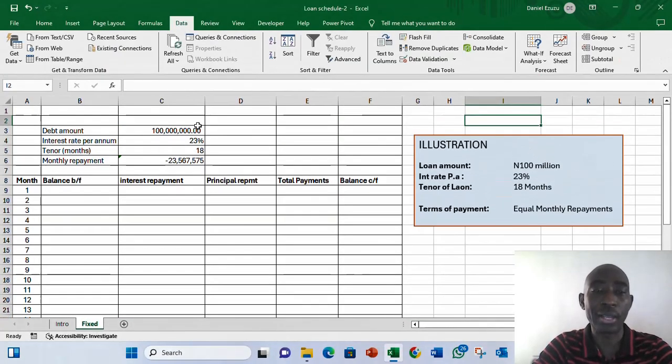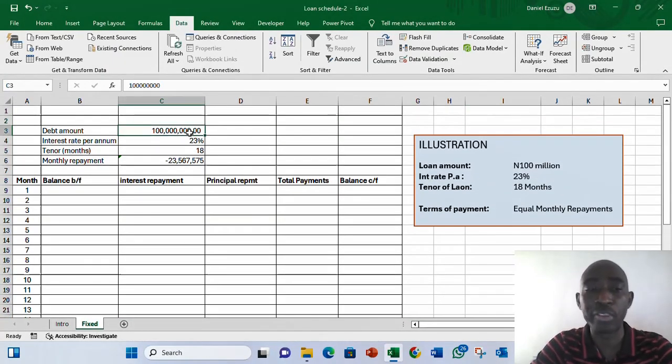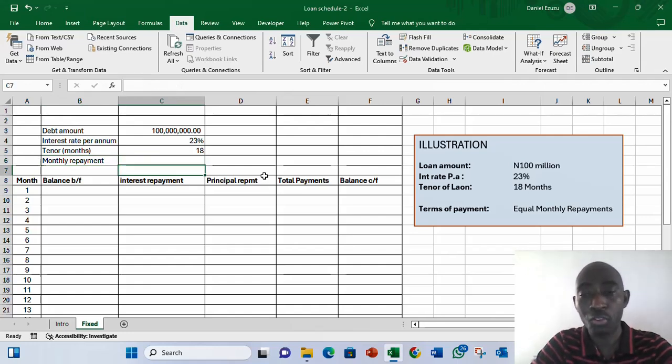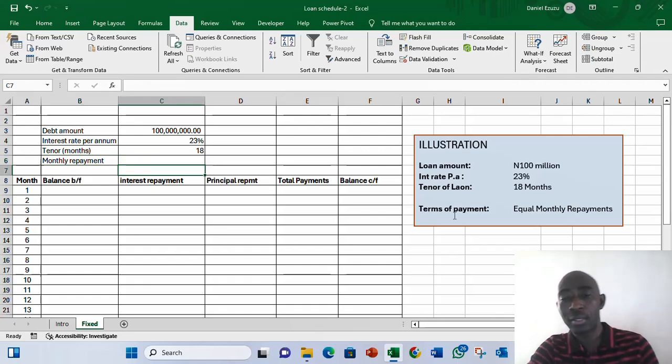So we have this data very similar to the one we used in our earlier video. We have a loan amount of 100 million, interest rate per annum 23%, loan tenure is 18 months, there's no moratorium. Let me take out this facility, okay? There's no moratorium, and we are told that the terms of payment is that equal monthly repayment will be made all through the life of the facility.